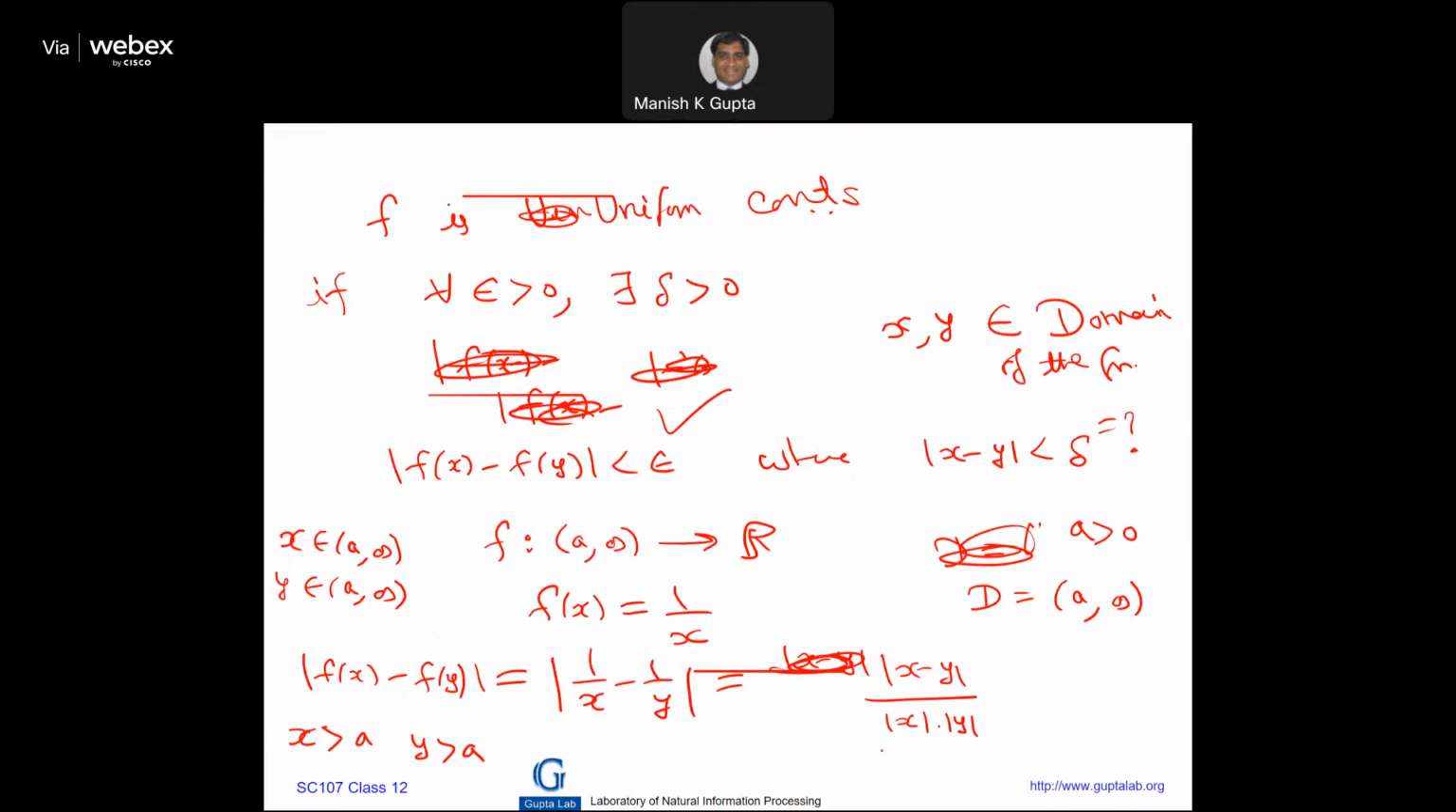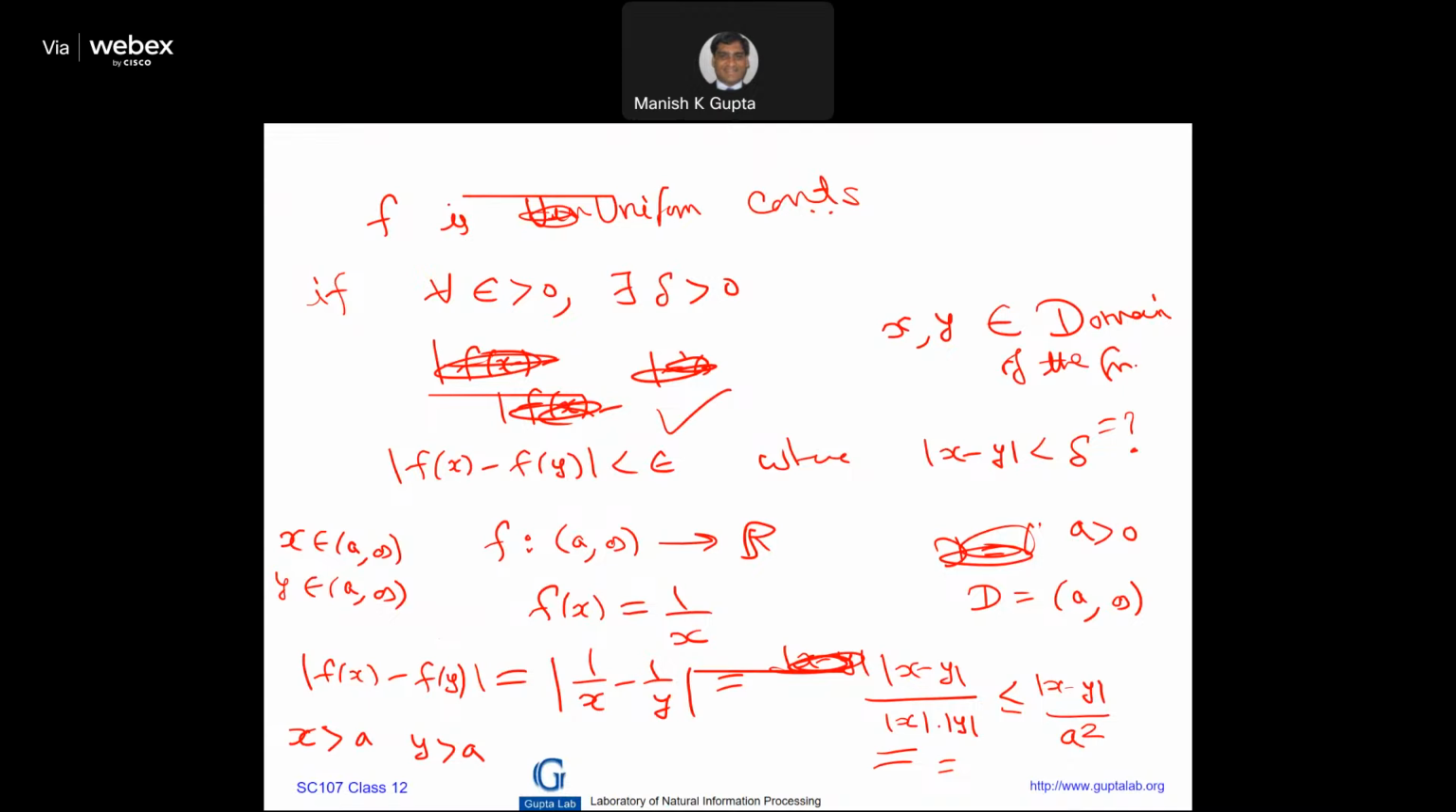So I can find the estimate here. This thing is less than or equal to what? Mod of x minus y over a square. So here it should come what? Should I write it down like this? Is it okay? Right?